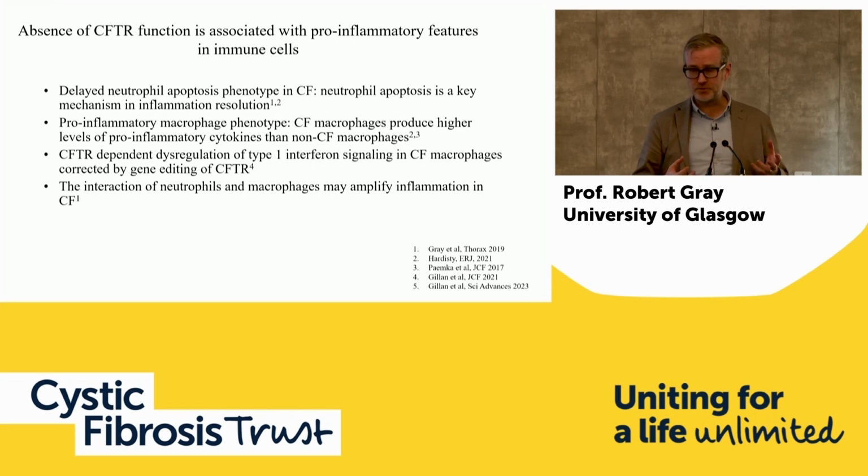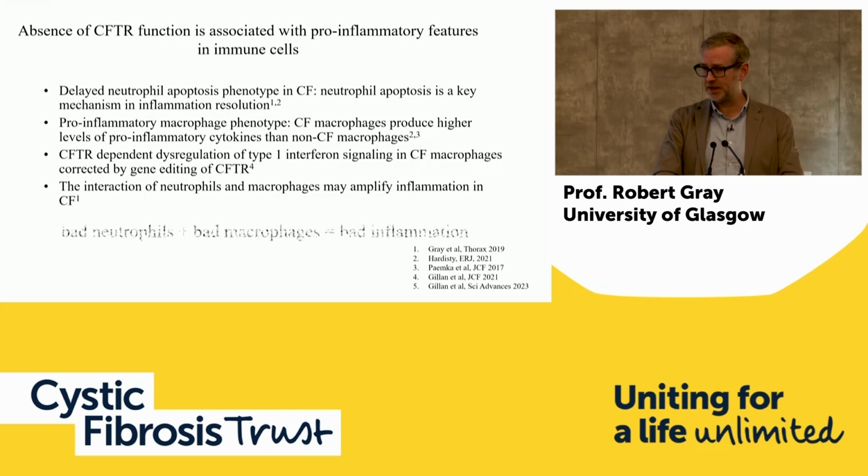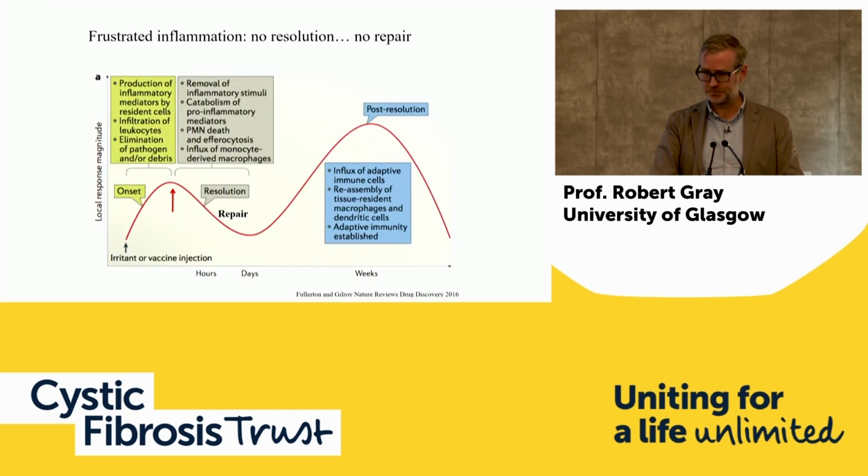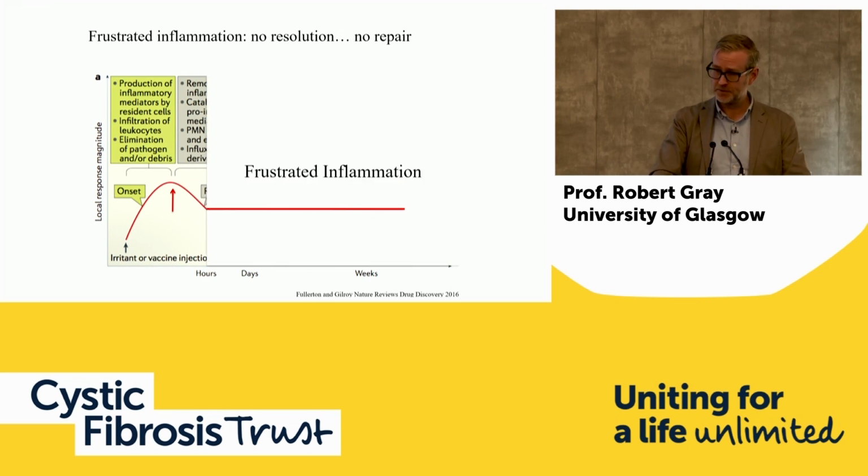And we think that the interaction of neutrophils and macrophages may amplify inflammation in CF. And to put it more simply, bad neutrophils and bad macrophages lead to bad inflammation. And we can also think of bad inflammation in the context of it being frustrated inflammation. So we all have inflammatory responses to vaccines, to pathogens, and usually we have a very quick immune response, which then goes on to resolution, and it's during that resolution response that we would classically see tissue repair beginning to happen. However, in the context of CF, we never really see that resolution.